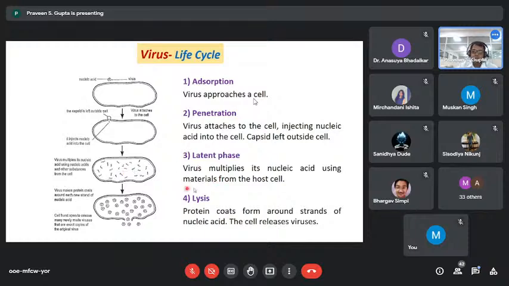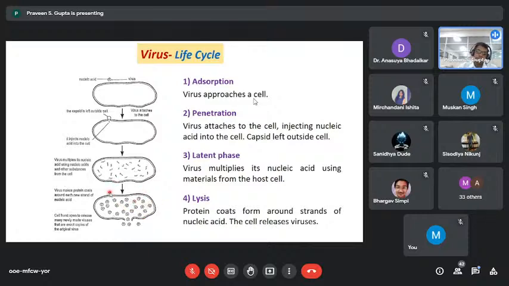The next one is the latent phase. The latent phase is the period where the viral nucleic acid utilizes the content of the cytoplasm, and hence they are able to replicate themselves. They are utilizing enzymes of the cytoplasm and other things also, like sugar, base, phosphate, etc., and they are able to replicate and increase their genome, whether it is RNA or DNA. And then they can pack themselves. Again, from here they can follow two types: either lysogenic or lytic.